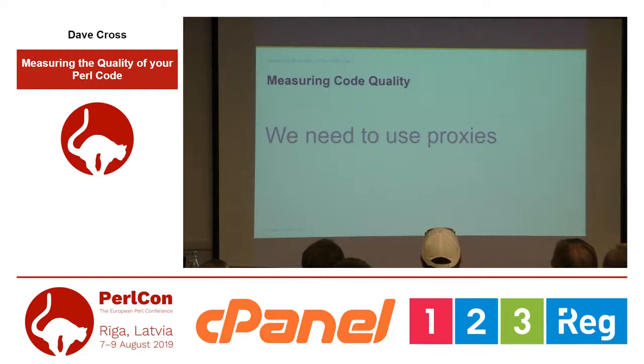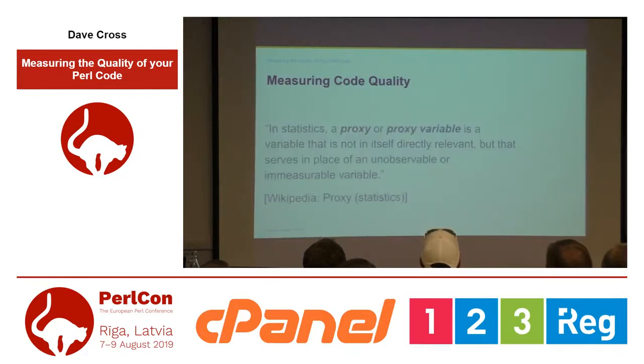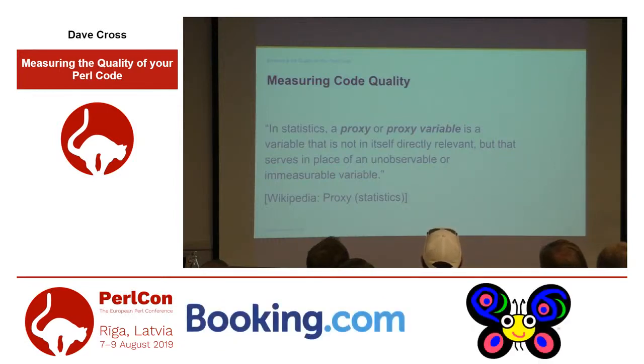No. What we need is to use proxies. What are proxies, Dave? I hear you say. Well, I'm glad you asked, because I'm going to tell you. I asked Wikipedia, source of all wisdom. In statistics, a proxy is a variable that is not in itself directly relevant, but that serves in place of an unobservable or unmeasurable variable.